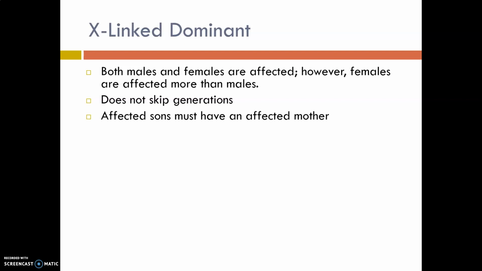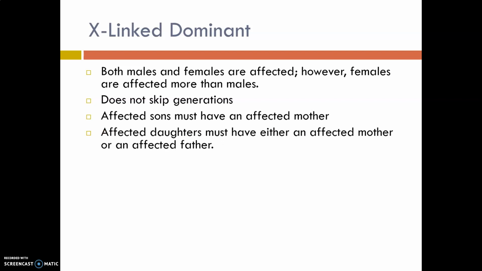So the next few things are going to be like your telltale signs of seeing an X-linked dominant pedigree. So that first thing of those telltale signs is that affected sons must have an affected mother, because sons get their X chromosome from their mom, their Y chromosome from their dad. So if the son has the trait, he had to get it from his mom because that's where the X-linked comes from. So in order to have an affected son, you have to have an affected mother. Affected daughters have to have either an affected mom or an affected dad, because they get one X chromosome from their mom, one X chromosome from their dad. So they have to have at least one affected parent.